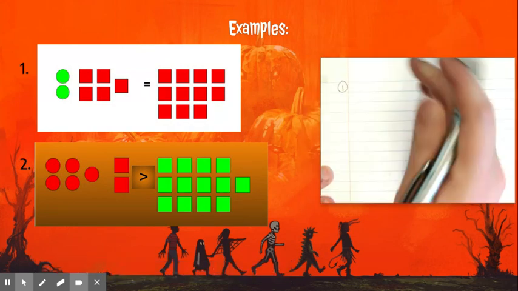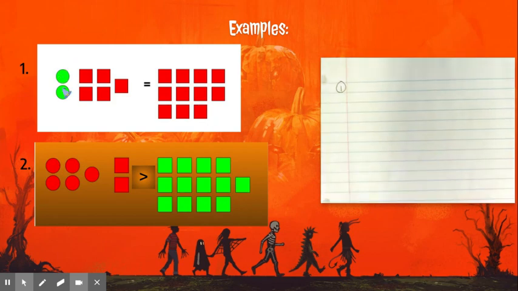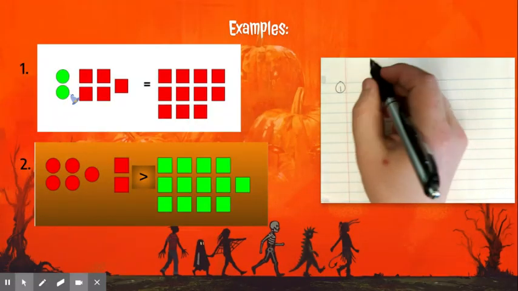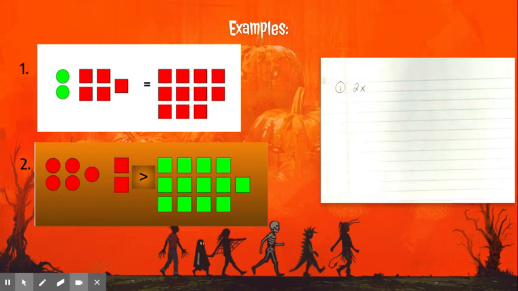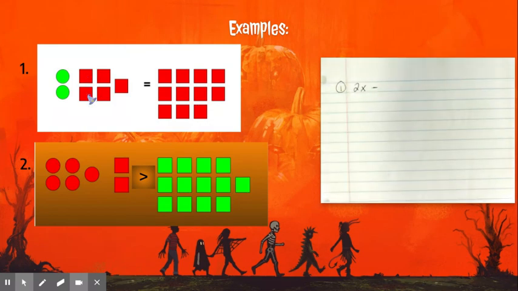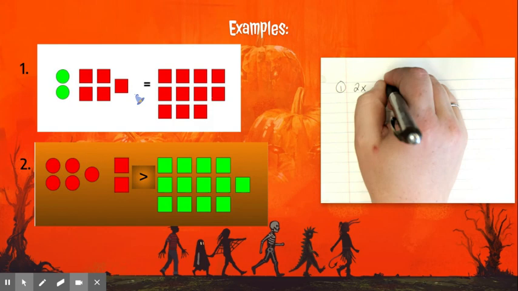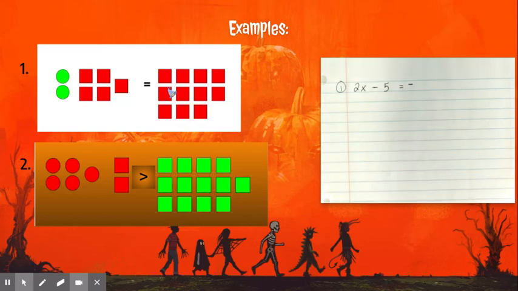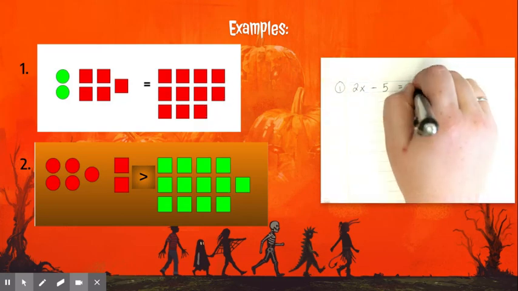Okay, so number one. If it's green, that means it's positive. If it's red, that means it's negative. Okay, so we have the circles, remember, our x's, and the squares are our numbers. We have two green circles, which means it's 2x. And these are negative, which means I'm subtracting however many I have there. 1, 2, 3, 4, 5. 2x minus 5 equals, those are red on the other side, so it's going to be negative, and let's count. 1, 2, 3, 4, 5, 6, 7, 8, 9, 10, 11. So 2x minus 5 equals negative 11.